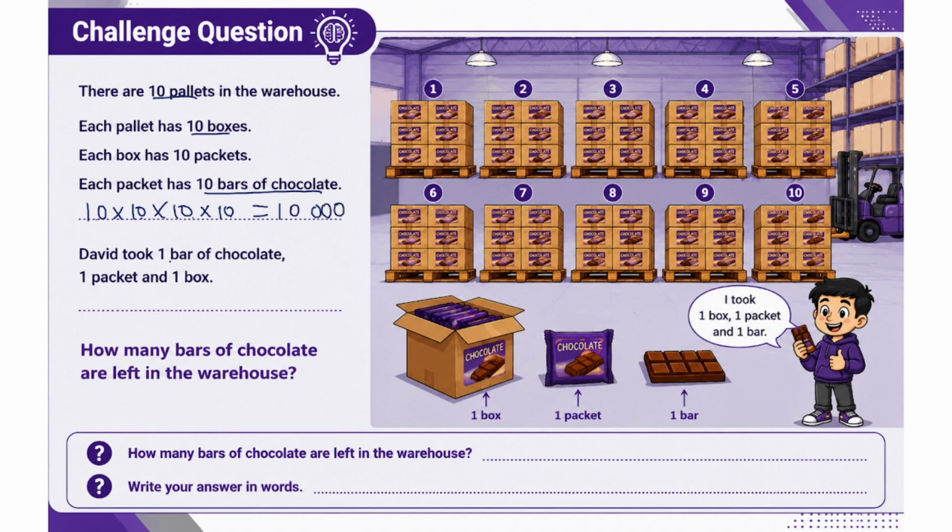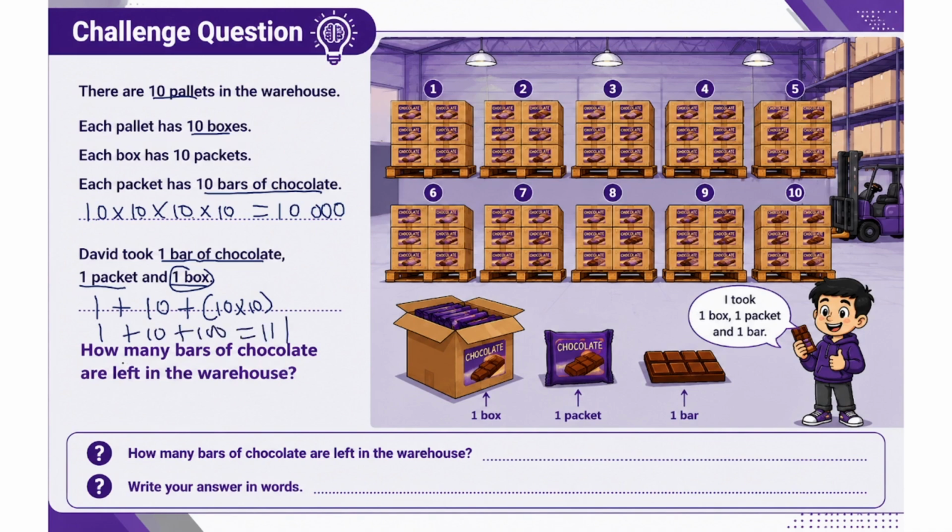But David now took 1 bar of chocolate, 1 packet, and 1 box. So it is 1 bar of chocolate plus 1 packet. In 1 packet, there are how many bars of chocolates? It's going to be 10. Then plus how many bars of chocolate will be in 1 box? In 1 box, there are 10 packets, and in each packet, there are 10 chocolate bars. So it's going to be 10 by 10. So it is basically 1 plus 10 plus 100.